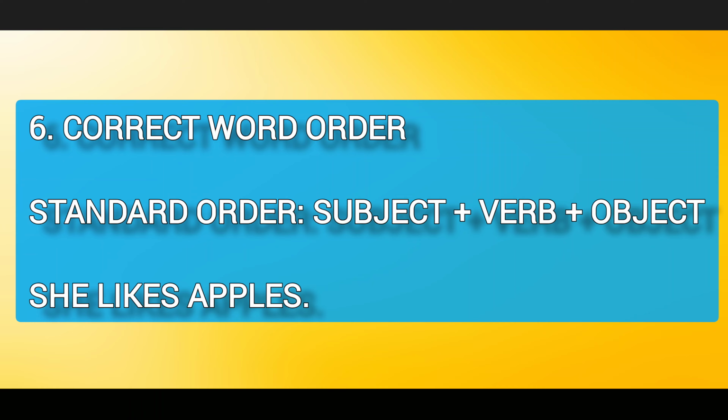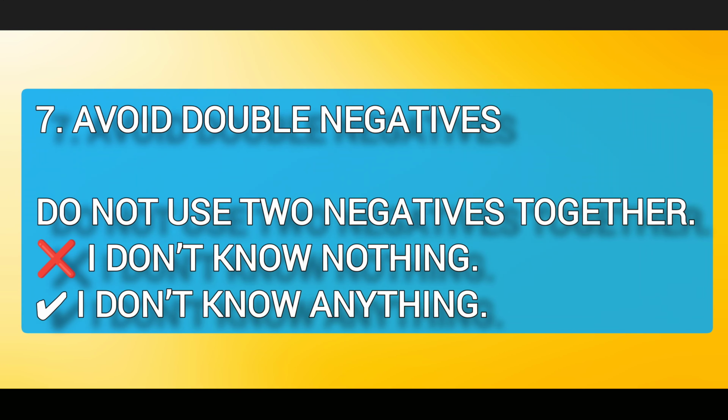And here we go, we have the next one here. Avoid double negatives in a sentence. Do not use two negatives together. I don't know nothing. This is a wrong sentence. And it will be in the correct way like this one: I don't know anything. So avoid double negatives while you are using a sentence.